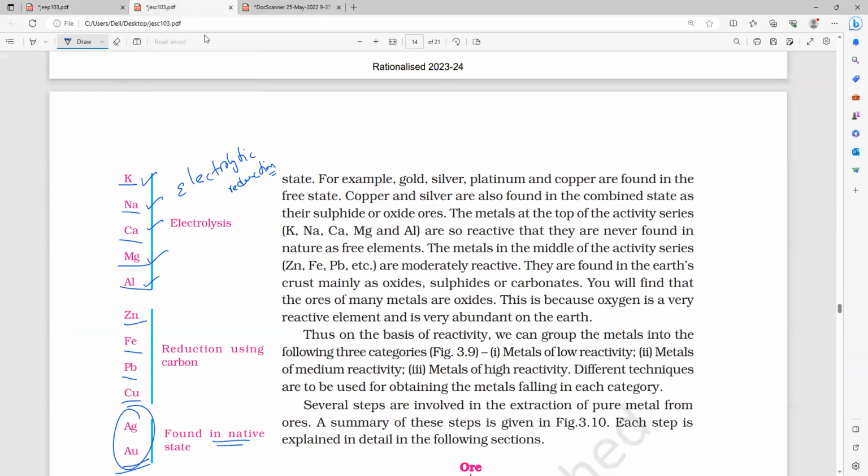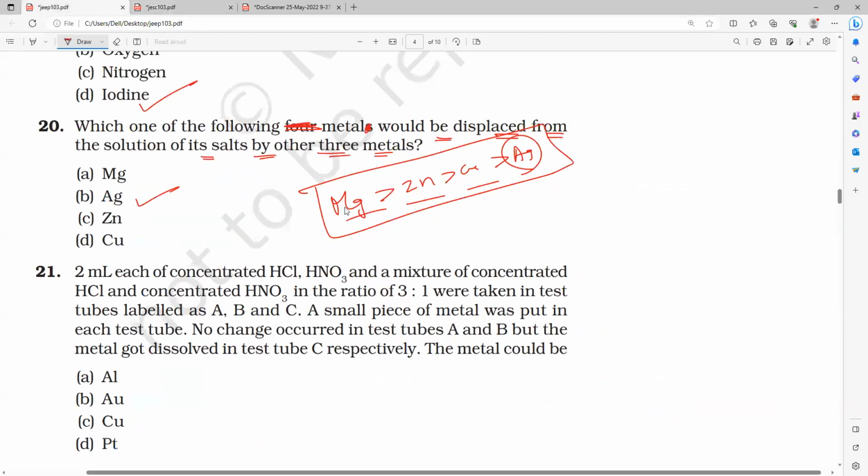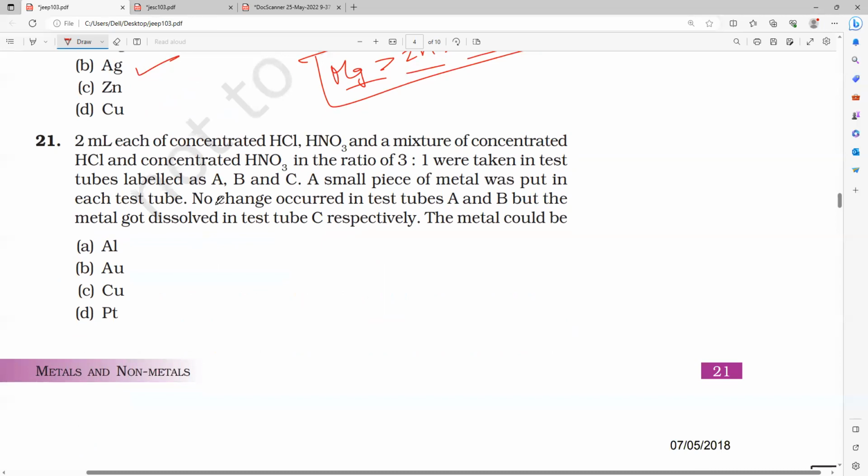Clear, everybody? So silver is easy. Copper is more reactive than silver. Magnesium is also more reactive. Zinc is also more reactive. So Mg is greater than zinc, is greater than copper, is greater than silver. So silver can be displaced by all the three. Clear everybody? So option B.